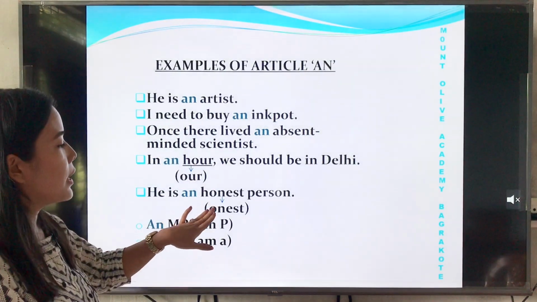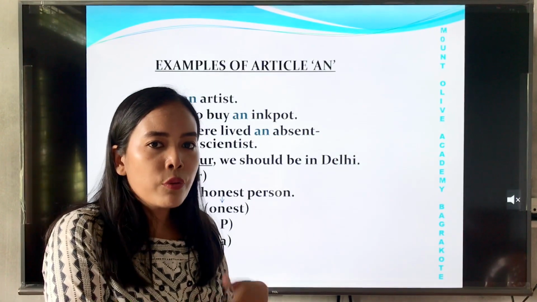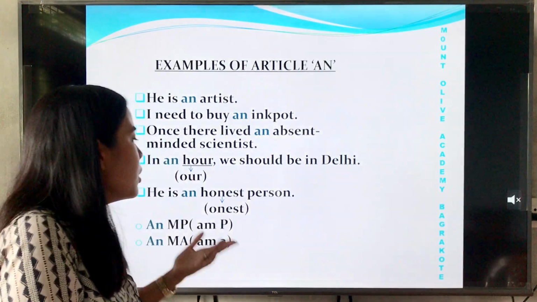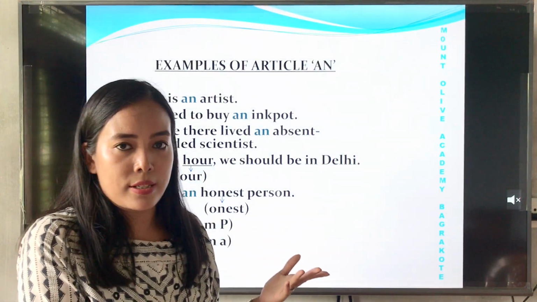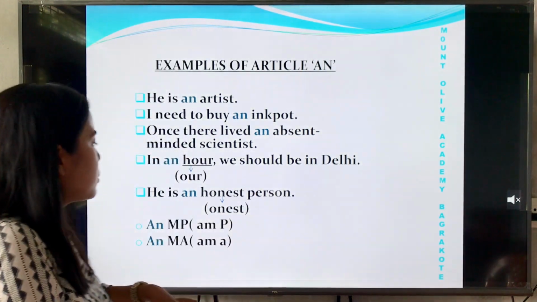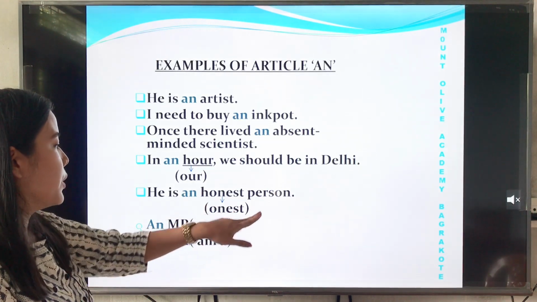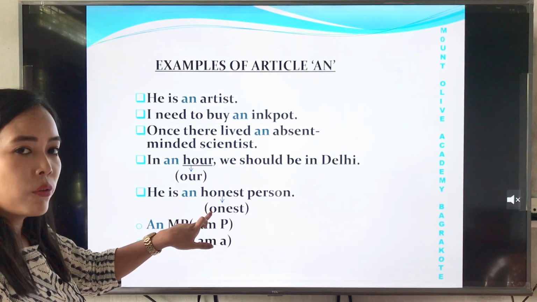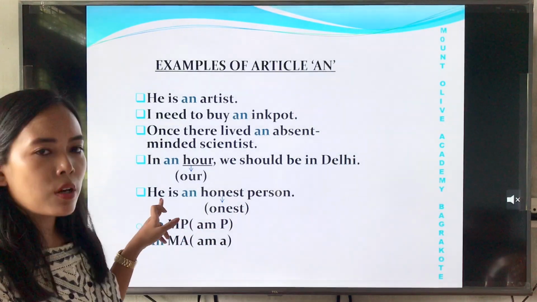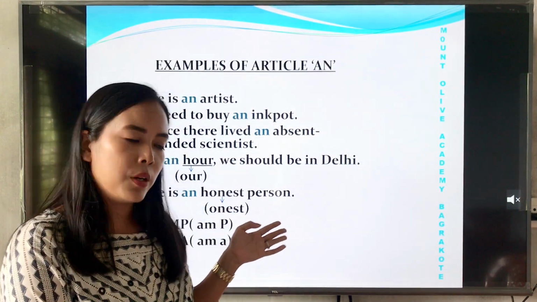Next, he is an honest person. Again, H-O-N-E-S-T. Do we say honest with an H? No, it is incorrect pronunciation. We pronounce it with the sound O, and O is a vowel. So, like hour, here also H is silent. Honest person. So, O is a vowel sound. So, we will use an honest person. We will not say he is a honest person. We will say he is an honest person.